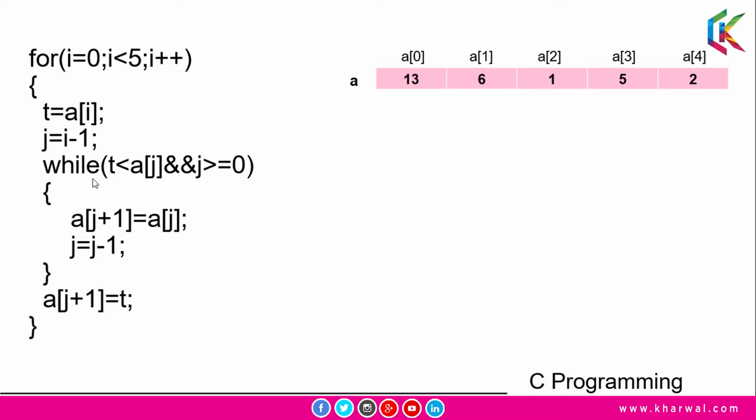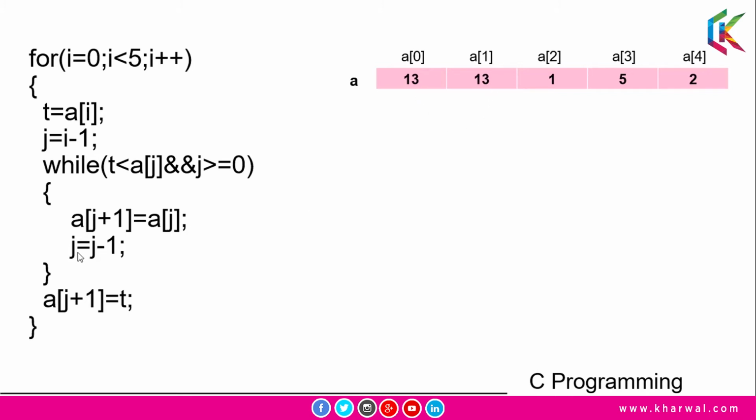Now in the while loop, the value of t is 6. So 6 less than A[0], that is 13, and this condition is true. And here 0 greater than or equal to 0, and this condition is also true. So true logical AND true will also return true, which means the condition is true. Then A[j] will be assigned to A[j + 1]. So A[0] will be assigned to A[1], so 13 will be assigned to A[1] like this.